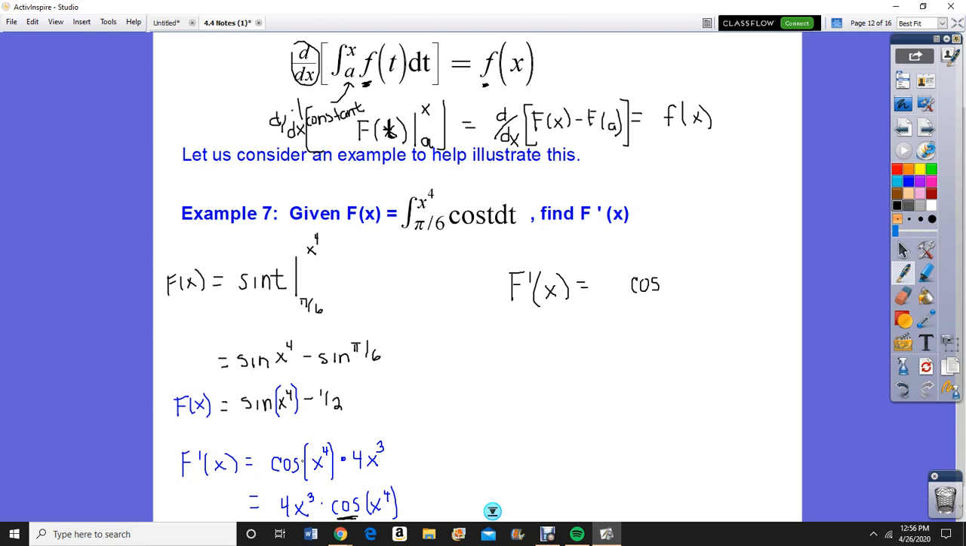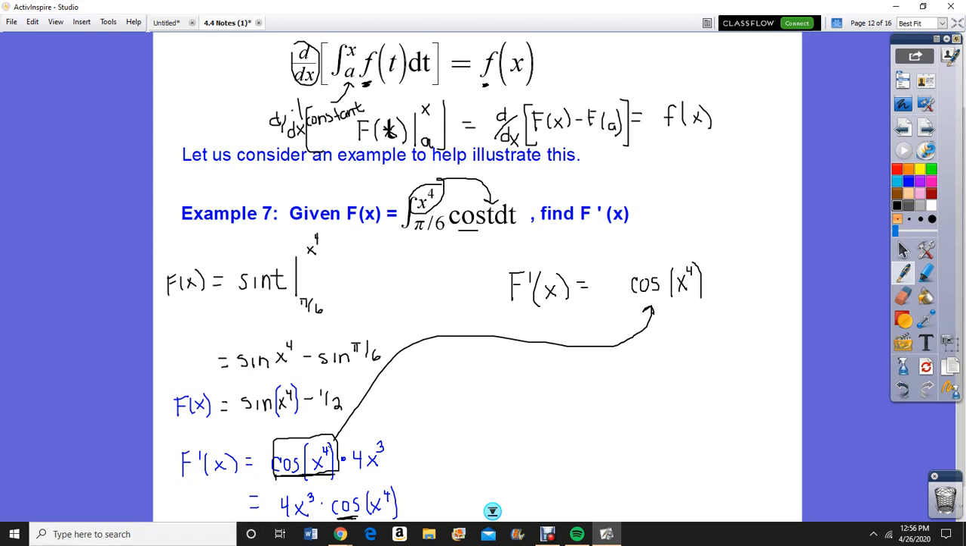When I go to differentiate, I've got to realize that this x to the 4th, this upper bound, is being inserted into this outer function of cosine. So that function becomes the inner function to the primary function of the problem. And so that's this piece here that we currently have in this upper piece.